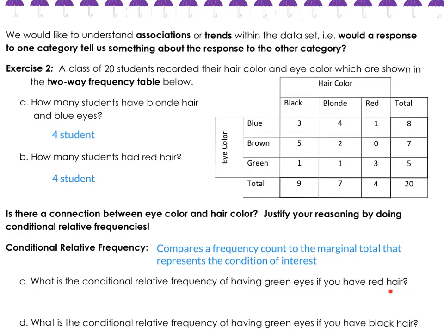So what is the relative frequency of having green eyes if you have red hair? So which one is given? We know that they have red hair. We're looking for the conditional relative frequency of then having green eyes. So we're only looking at those with red hair. So of those, how many have green eyes? So then I need to look at green eyes. So it's 3 out of the 4, which equals 0.75, which is 75%. So the conditional relative frequency would be 75%.